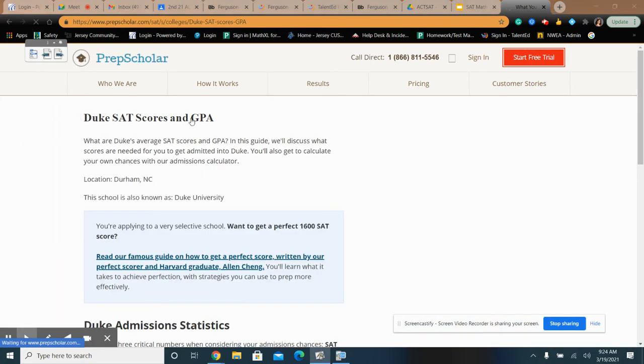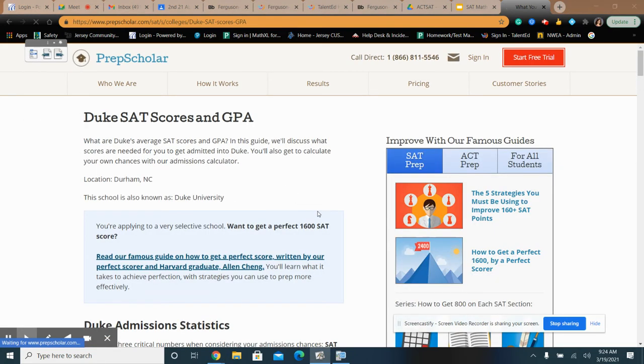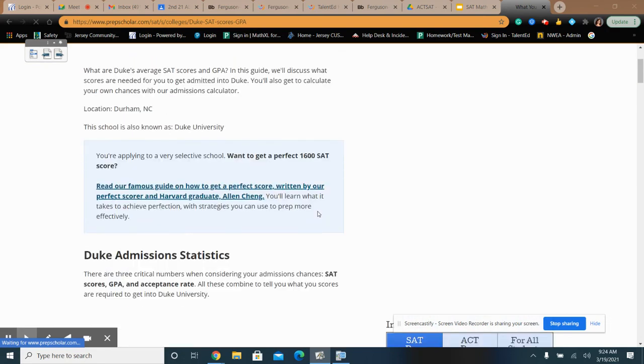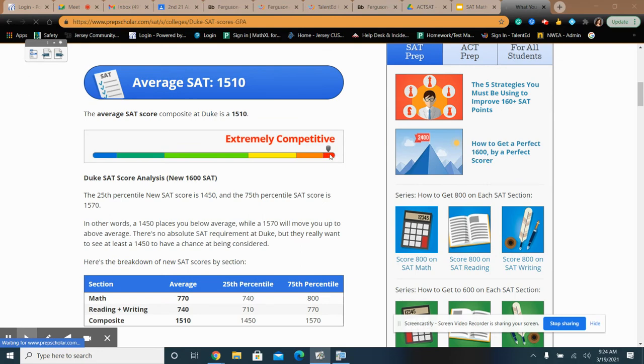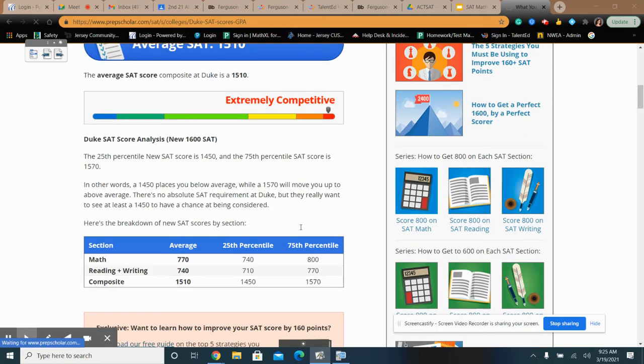So it says that this particular school is very selective. Extremely competitive. Do you see this? Green would be easier. So of all the students that go to Duke, that get accepted, the average math score, the average student got a 770 on the math. You see what we're stepping in here? The lower 25th percentile got a 740.